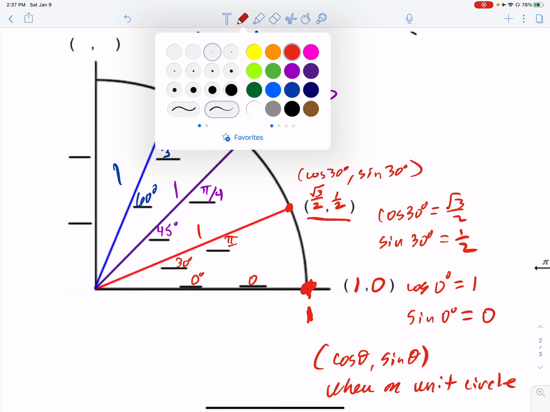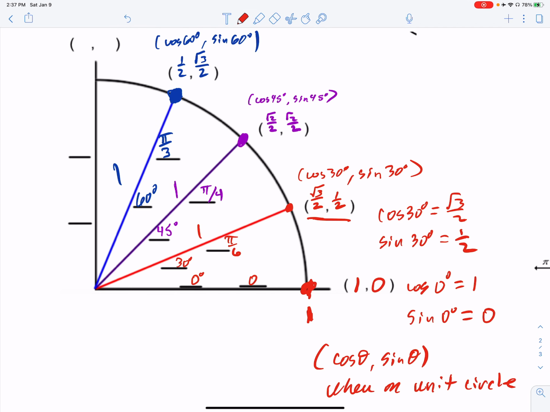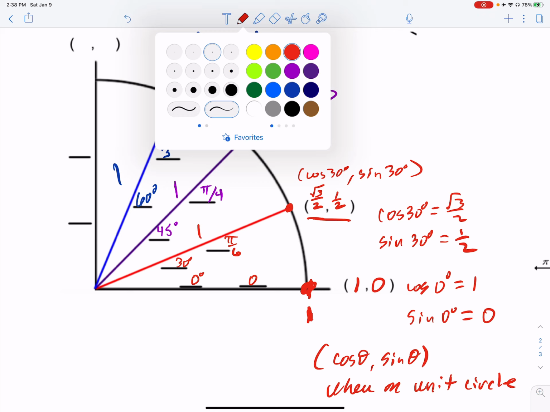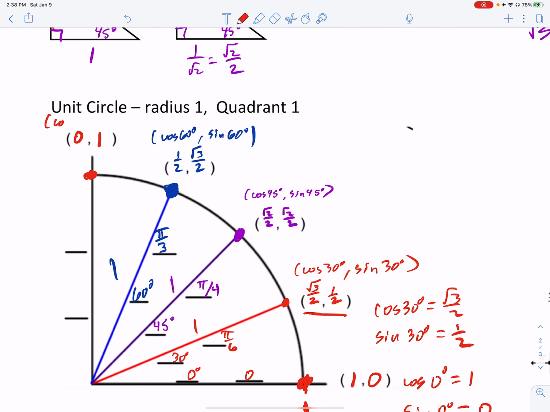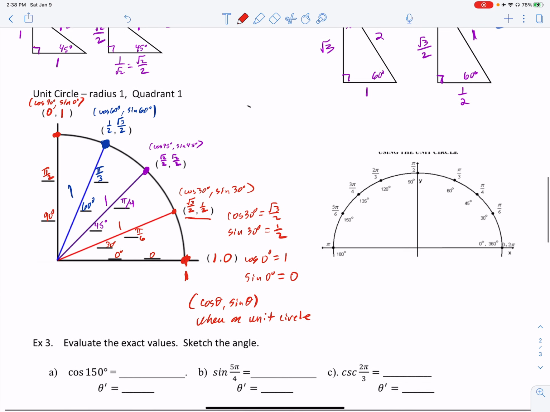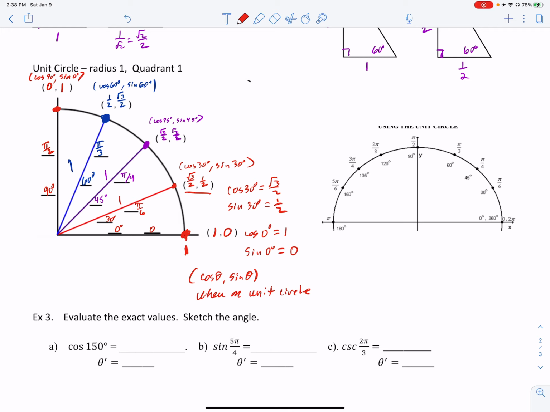I notice I erased by accident the pi sixths there. And then lastly, if you go straight up, that ordered pair is 0, and then you go up 1 because you're on the unit circle. That length is 1. Distance up is 1. And so that means that the cosine of 90 degrees is 0, and the sine of 90 degrees is 1. And so this is 90 degrees, or pi halves radians. So now we're going to be using these to get our angles in quadrant 2.